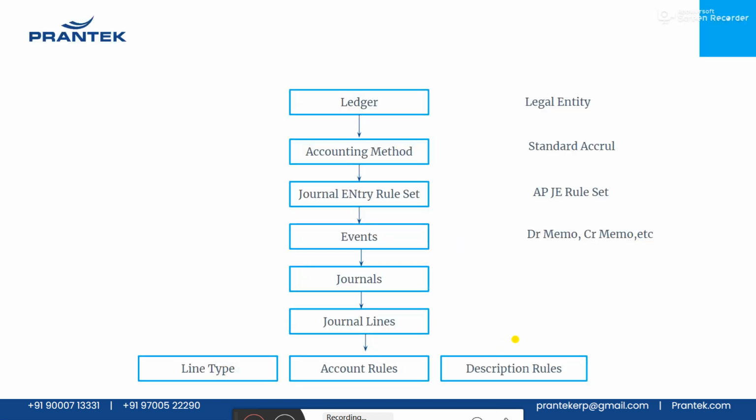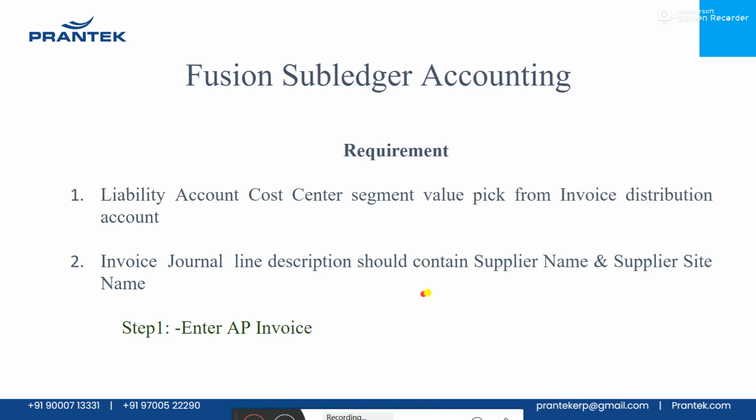Now, what is the requirement we are going to discuss in the classroom? An example customer requirement. First requirement: the liability account cost center segment value should be picked from the invoice distribution account. Second requirement: the invoice general line description should contain the supplier name and supplier site name. On the screen, I will show you these two requirements.